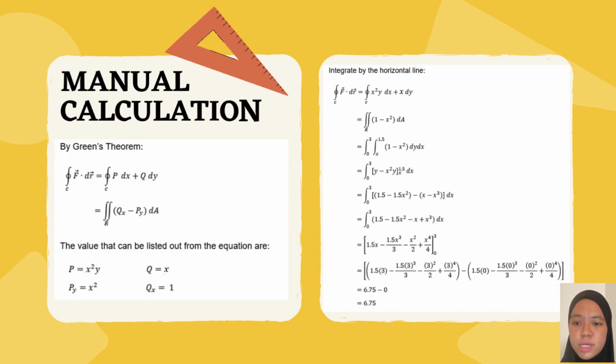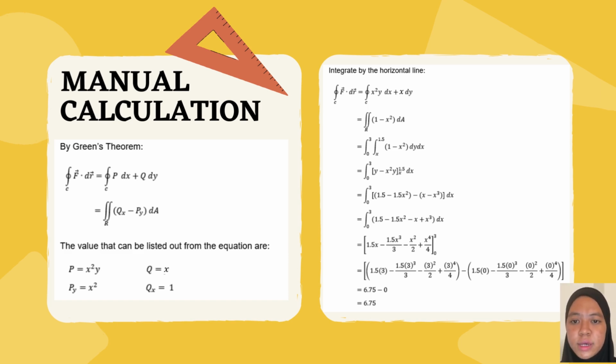Next, for the manual calculation, by Green's theorem, we must integrate F dot dr, where the integral of P dx plus Q dy equals the double integral of the partial derivative of Q with respect to x minus the partial derivative of P with respect to y, dA. The values from the equation are P equals x squared y, and we differentiate P with respect to y and get x squared. Next, Q equals x, and we differentiate with respect to x, we get 1.